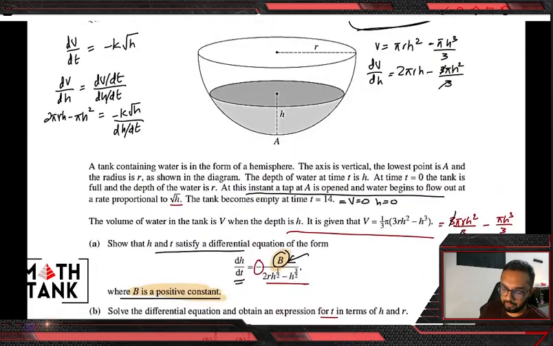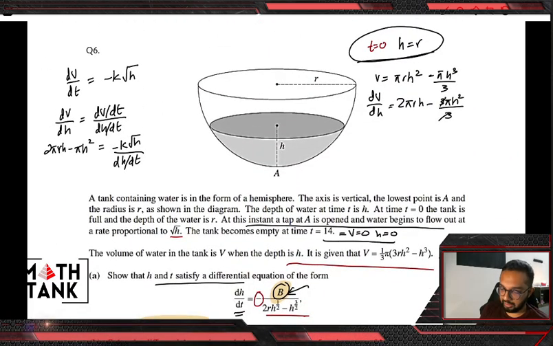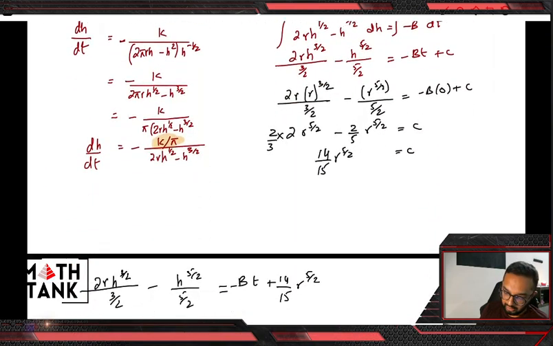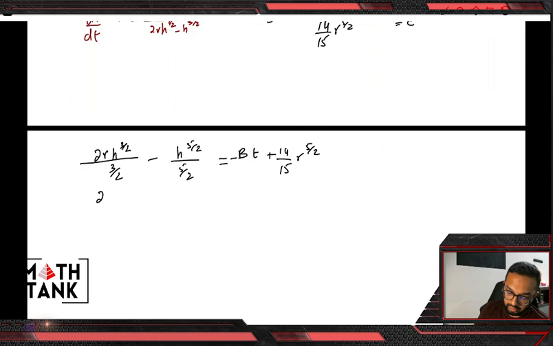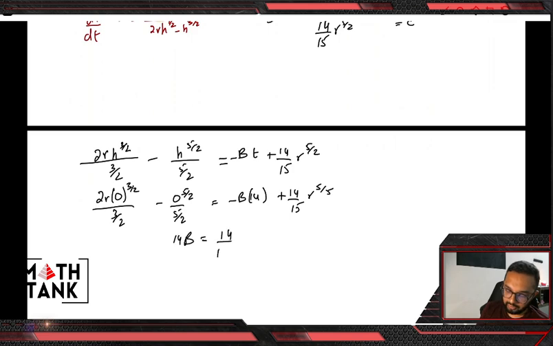Now the other set of information that I have is from here, that when v equals 0, h equals 0, and that's time 14. That's what I'm going to do. So r remains as it is, height goes down to 0, so that makes this 0, this makes also this 0, and time is 14 plus 14 over 15 r power 5 over 2. So that gives me 14b r power 5 over 2.